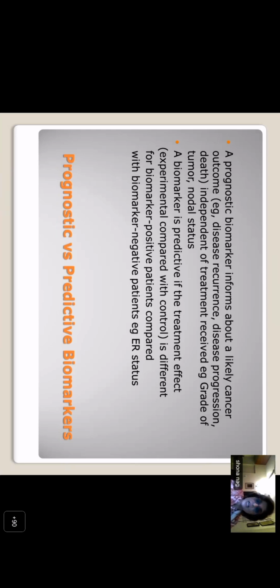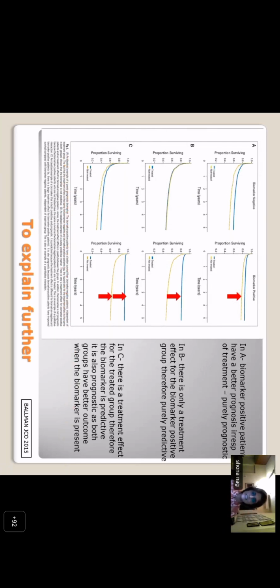A predictive biomarker is one where, and here you do need 2 arms, be it an experimental and a control arm, the treatment effect is different for the biomarker positive patients compared to the biomarker negative patients. For example, you have the estrogen receptor status. If the patient is ER negative, that patient is less likely to respond to hormonal therapy, whereas if the patient is ER positive, they are more likely to respond to hormonal therapy. So let's look at it a little bit more in detail.